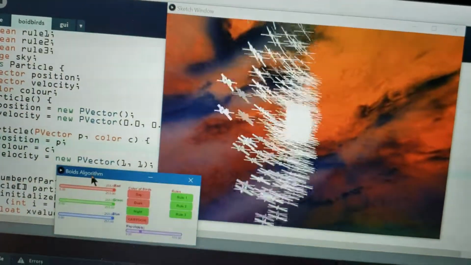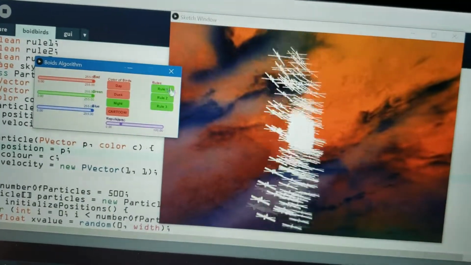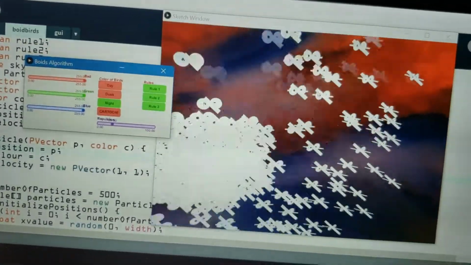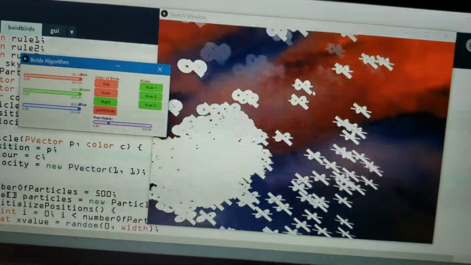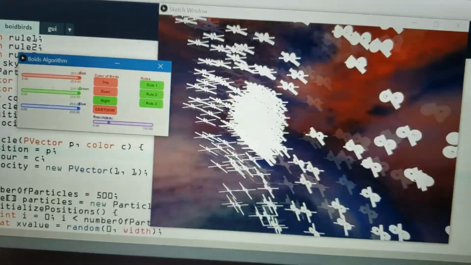Boid's algorithm focuses on 3 rules. The first rule is that they're going to be attracted to each other. The second rule says that they're going to avoid collisions with each other. And the third rule basically means that each of the birds will match the velocity of each other.